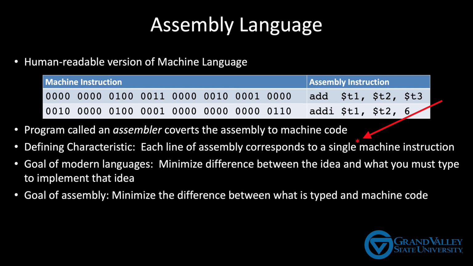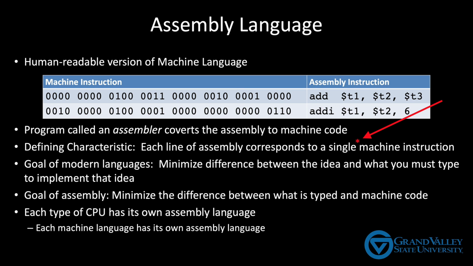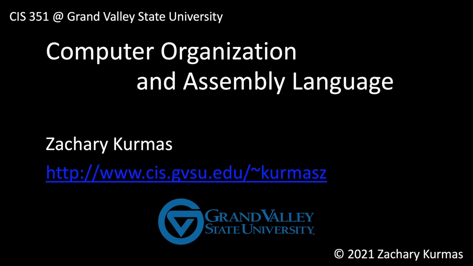Also, to be clear, there are many different assembly languages. Each type of CPU has its own assembly language. Or perhaps it's more accurate to say that each machine language has its own corresponding assembly language. In this class, we'll be learning the assembly for the MIPS CPU. Once you know MIPS assembly, it'll be fairly straightforward to learn other assemblies like ARM or SPARC or x86, even though these other assemblies contain some features that are very different from MIPS. In the next video, we introduce MIPS assembly and the Mars MIPS simulator.